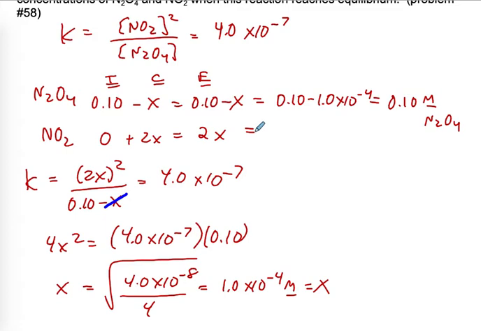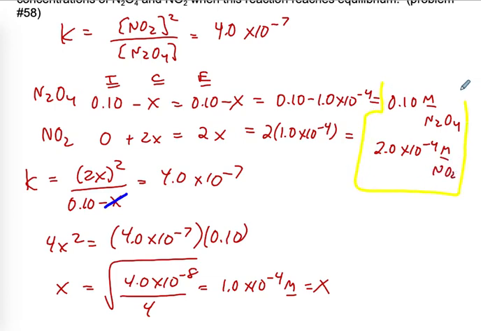0.10 minus 1.0 times 10 to the negative 4th is simply equal to 0.10 molar N2O4. x is small, but it's not 0. So 2 times 1.0 times 10 to the negative fourth equals 2.0 times 10 to the negative fourth molar NO2. And there are our equilibrium concentrations.